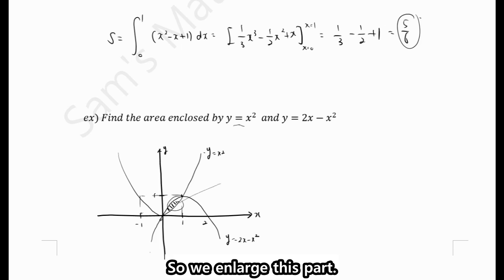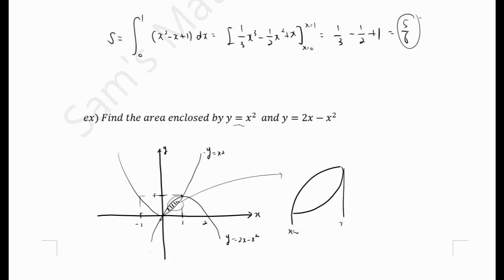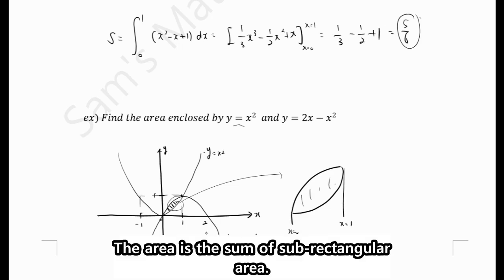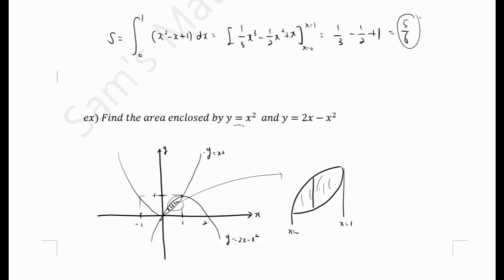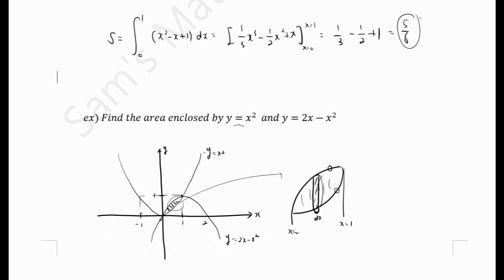So we enlarge this part, between x equals 0 and x equals 1. The area is the sum of sub-rectangular areas. We make a sub-rectangle, so this length is dx. The height is the function value of this curve minus the function value of this curve.